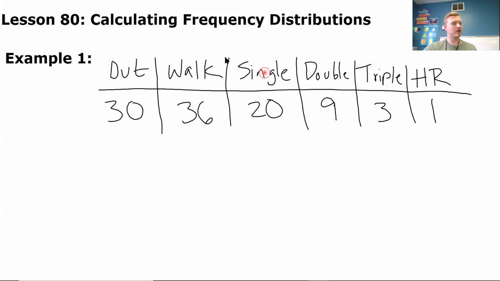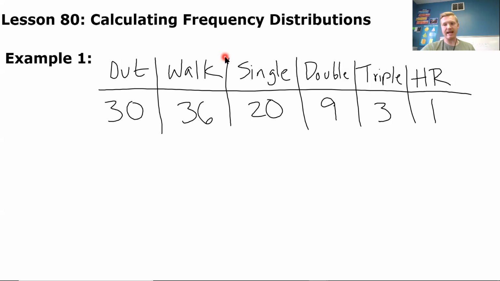Go ahead and turn your page to page 524. That's where I just read off our example. This is our table that shows the batting frequencies. This first one is the number of times that this batter in baseball was out. Every time he stepped up to bat, there were 30 times that he was out. How many times was he walked? He was walked 36 times.